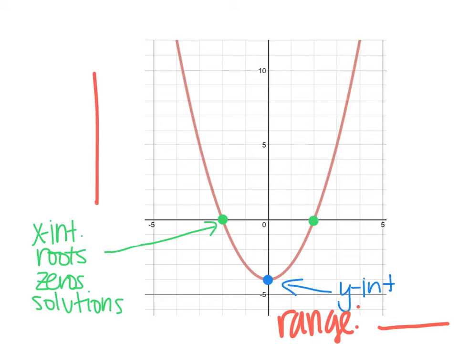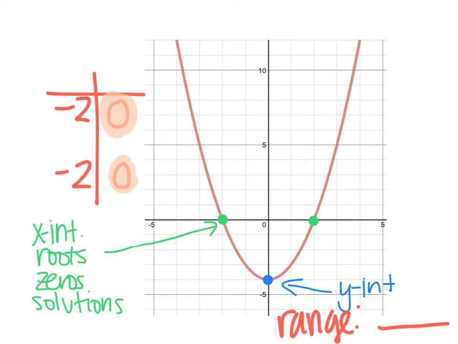Or if you're looking at your table, where do you see 0 on the y-side? So for example, in this problem, when I look here, it crosses the x-axis at -2 and at +2. So in my table, I would see zeros when I see -2 and +2. Wherever those zeros are on the y's, that's where your x-intercepts, roots, zeros, and solutions are.